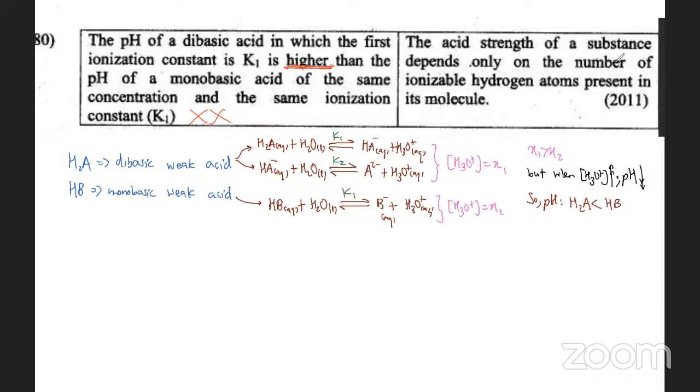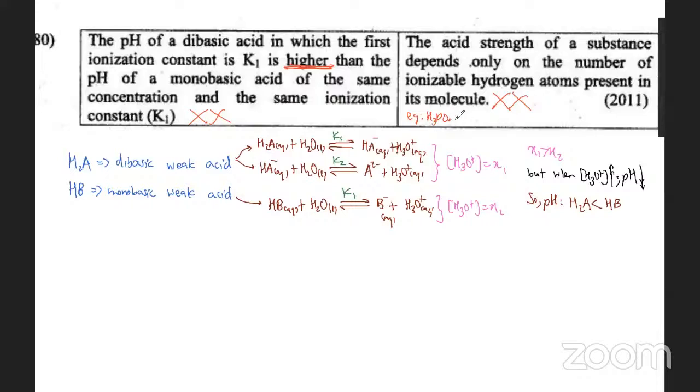The acid strength of a substance depends only on the number of ionizable hydrogen atoms present in its molecule. That is wrong, no people, that's completely wrong. You know what this statement means? If there are more ionizable hydrogen atoms, it will be a stronger acid. That's completely wrong.